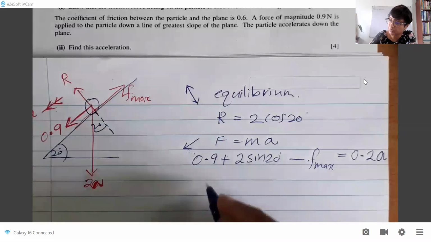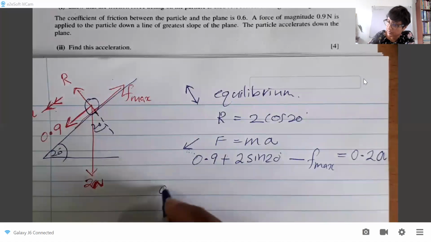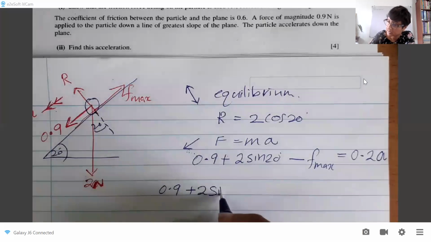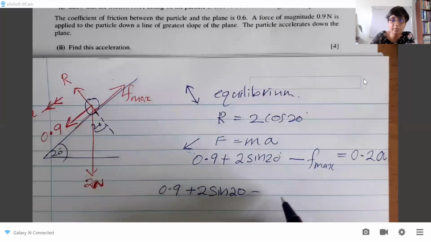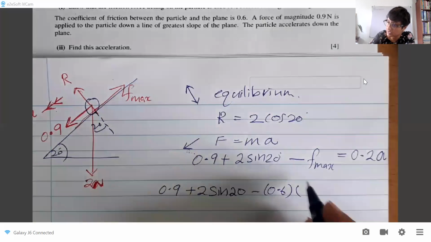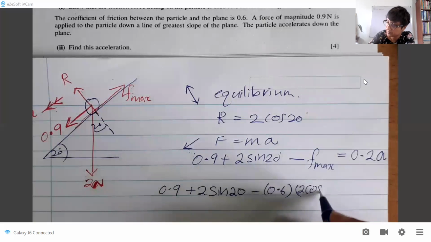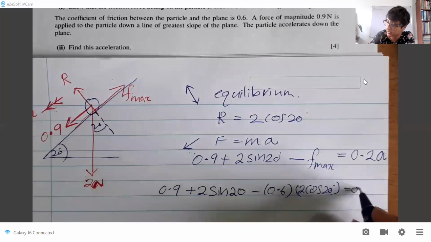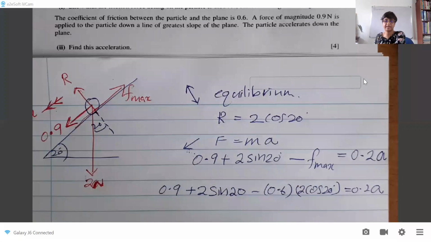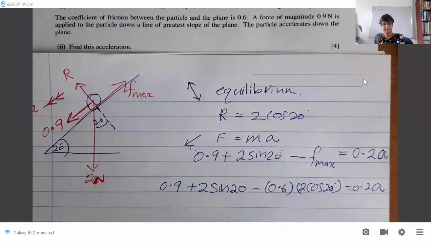F max you can put as mu R. So this is 0.9 plus 2 sine 20 minus mu, which is 0.6, and R is 2 cos 20, equals 0.2 A. You solve for A. What's A?